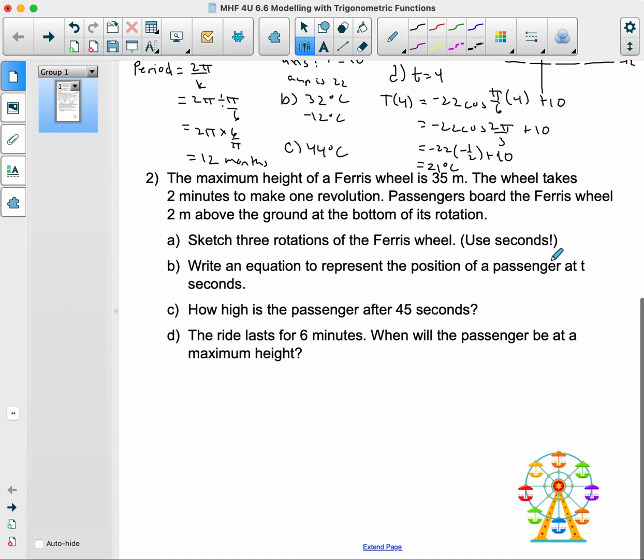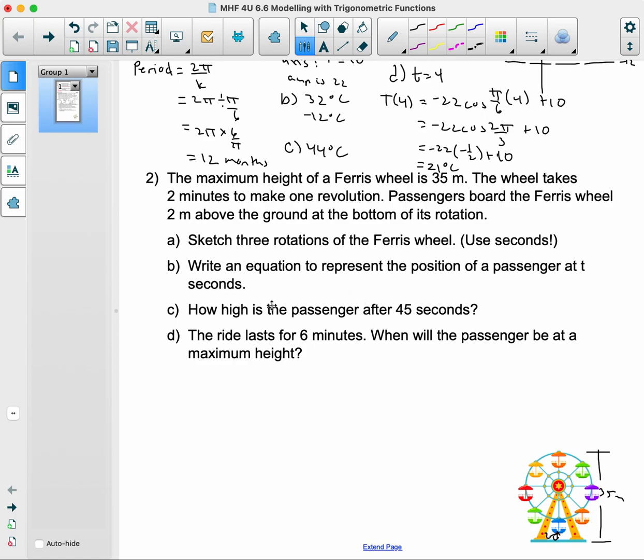All right, Ferris wheels. So you saw these for sure in grade 11. We'll talk again. Maximum height of a Ferris wheel is 35 meters. The wheel takes 2 minutes to make 1 revolution. Passengers board the Ferris wheel 2 meters above the ground at the bottom of its rotation. Okay, so that means to me, using the diagram over here, from the top to the bottom is 35 meters. But this space here is also 2 meters. Okay, so that helps me figure out stuff about my Ferris wheel.